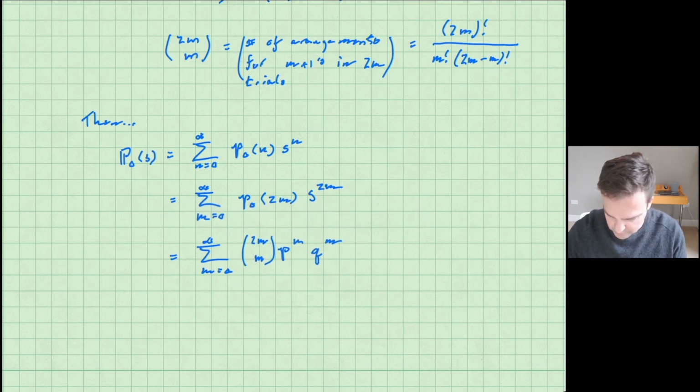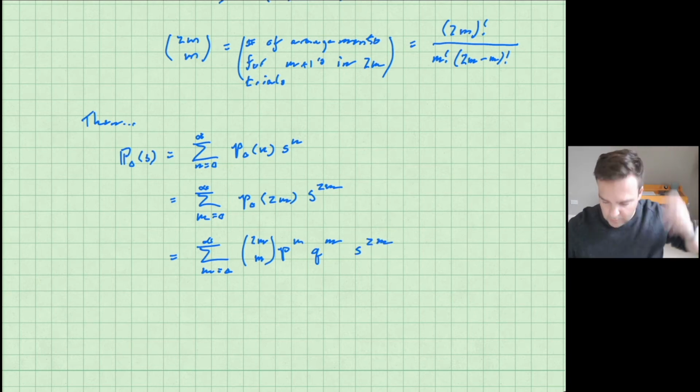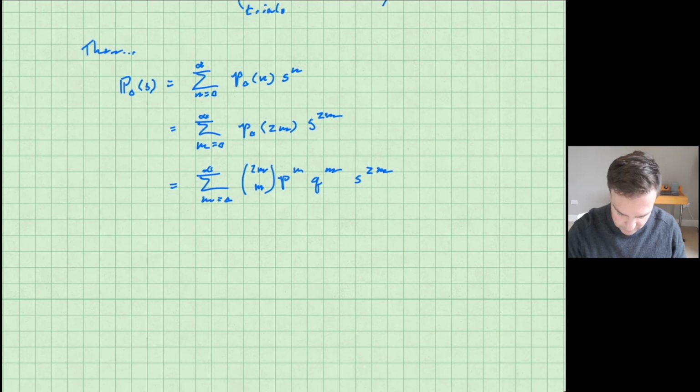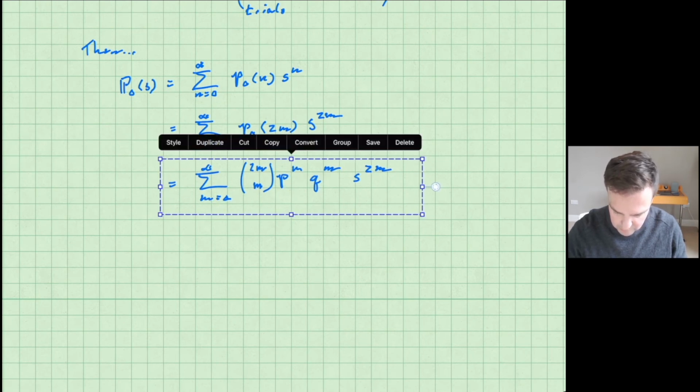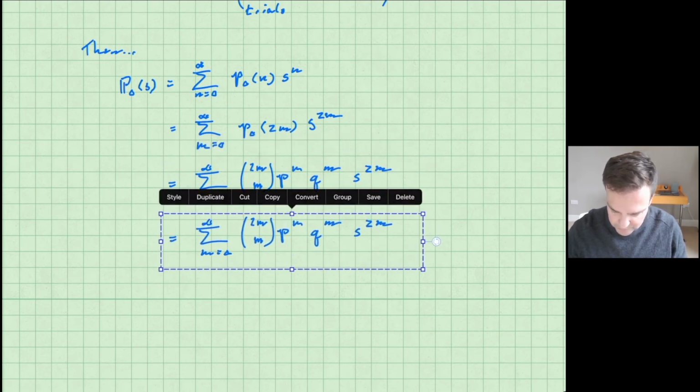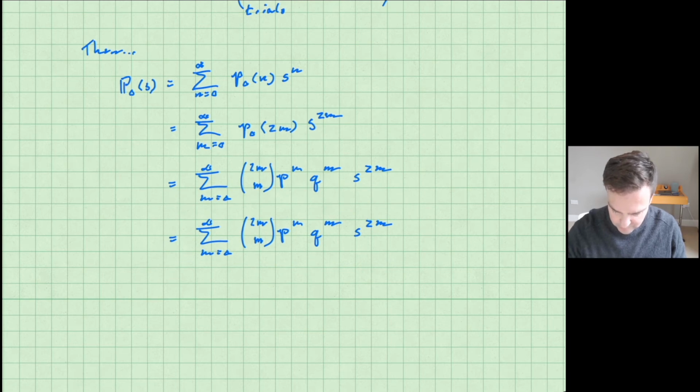And then we've got s to the 2m, right? So in other words, let's just rewrite this. We could just lump all those p's, q, and s together, except s gets a factor of 2. Should have just written them out. Silly moving things around.